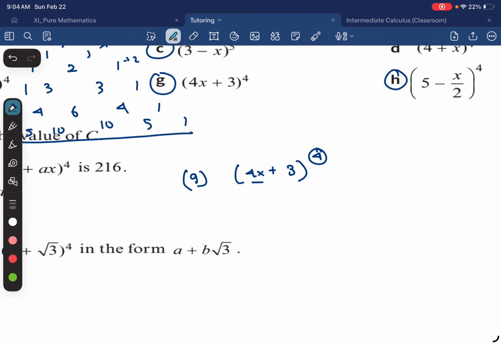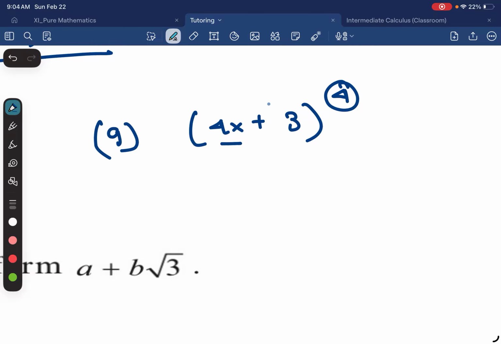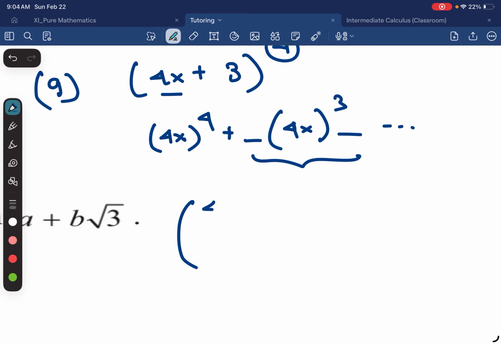So the correct way to think about it would be, well, when is x to the power 3 going to occur? Well, it's going to be the next one, right? So if I start expanding, I'm going to start with 4x^4 plus 4x^3 and then some coefficient and so on. So I'm looking for this term.